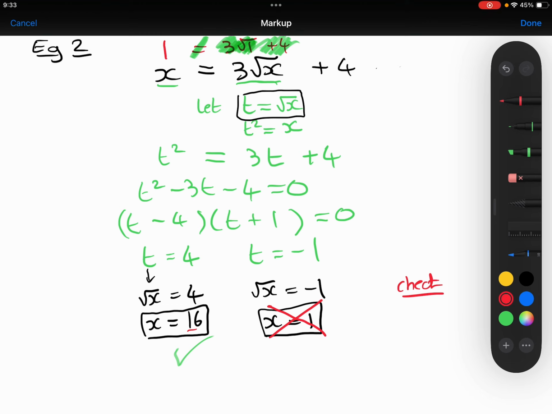So I'm not going to give x is 1 as a solution. 16 is the only valid solution to this equation. So that check was important. So do the check for these questions. Do substitute the values back in at the end and make sure they work.